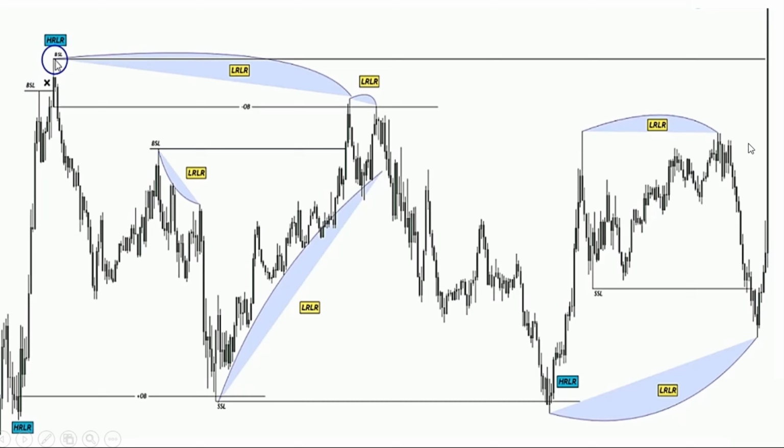And where is it heading? Toward the low resistance liquidity. Originally, this was an HRLR, but look at how this high and the next high formed a failure swing.